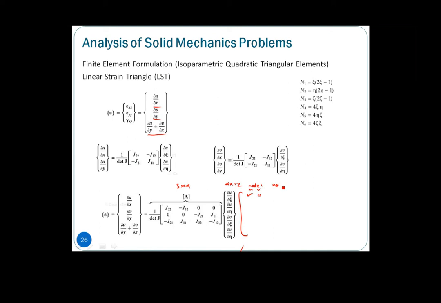Then you have node 2, u and v, okay. Then you have 3, u and v, 4, u and v, 5, 6, right? So basically it's non-zero, non-zero, non-zero, right? Similarly, we have del u, del eta, also the same. You have non-zero, zero, non-zero, zero, non-zero, zero, right?